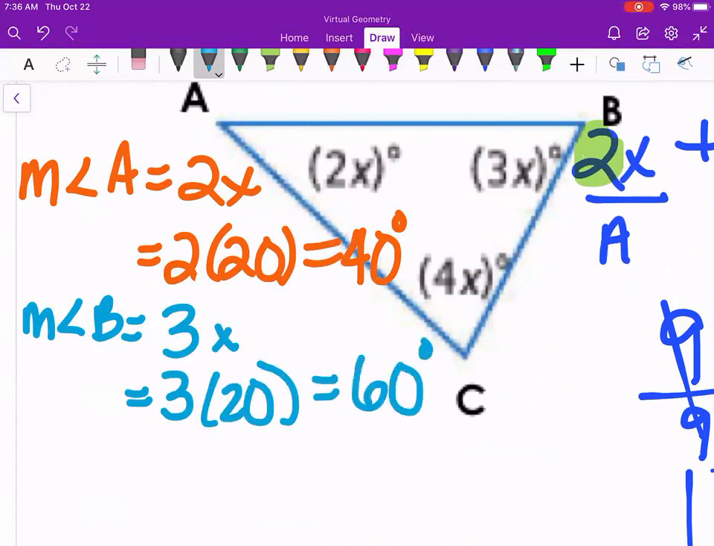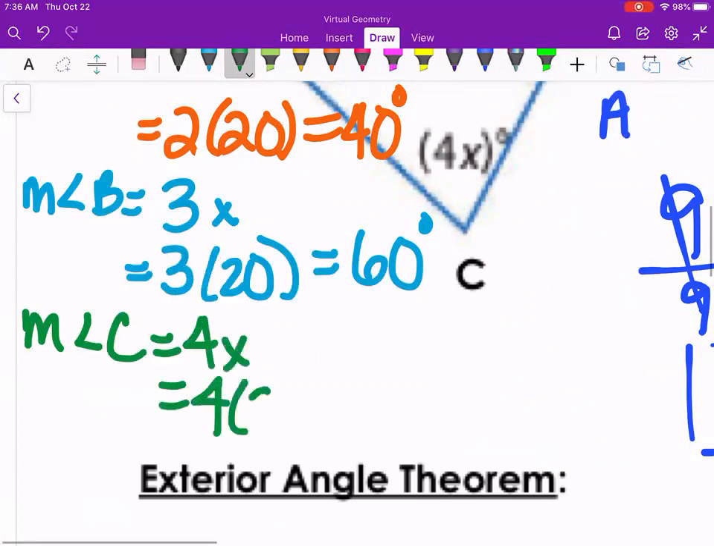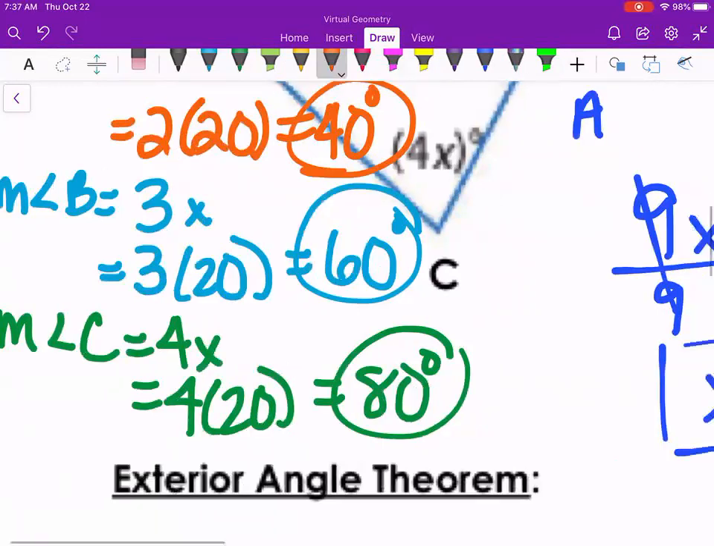And then we do our last one. The measure of angle C is a 4x. So then 4 times the 20 for 80 degrees. So we have all three of our missing angles now. All right, so we found x and the measure of each angle. So let's try another one.